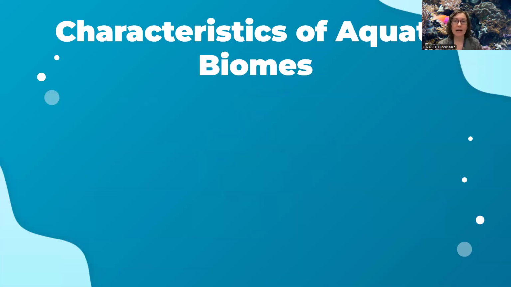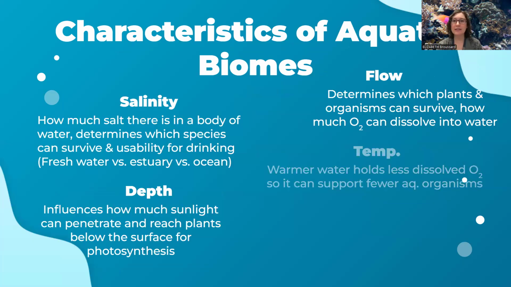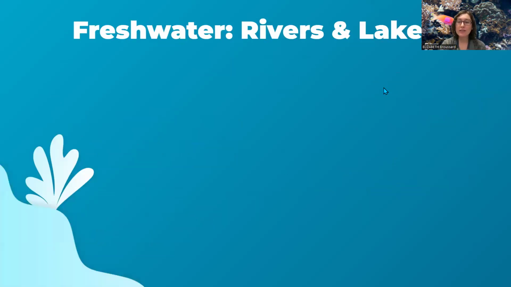Characteristics of aquatic biomes. There are 4 characteristics that define our aquatic biomes: salinity, depth, flow rate, and temperature. Those 4 things are going to define, is it a salt marsh? Is it a bog? Is this a freshwater wetland? It all depends on: is there salt? How deep is it? What's the flow rate? And what are those temperatures like? So let's jump in. Fresh water is going to be our first one.